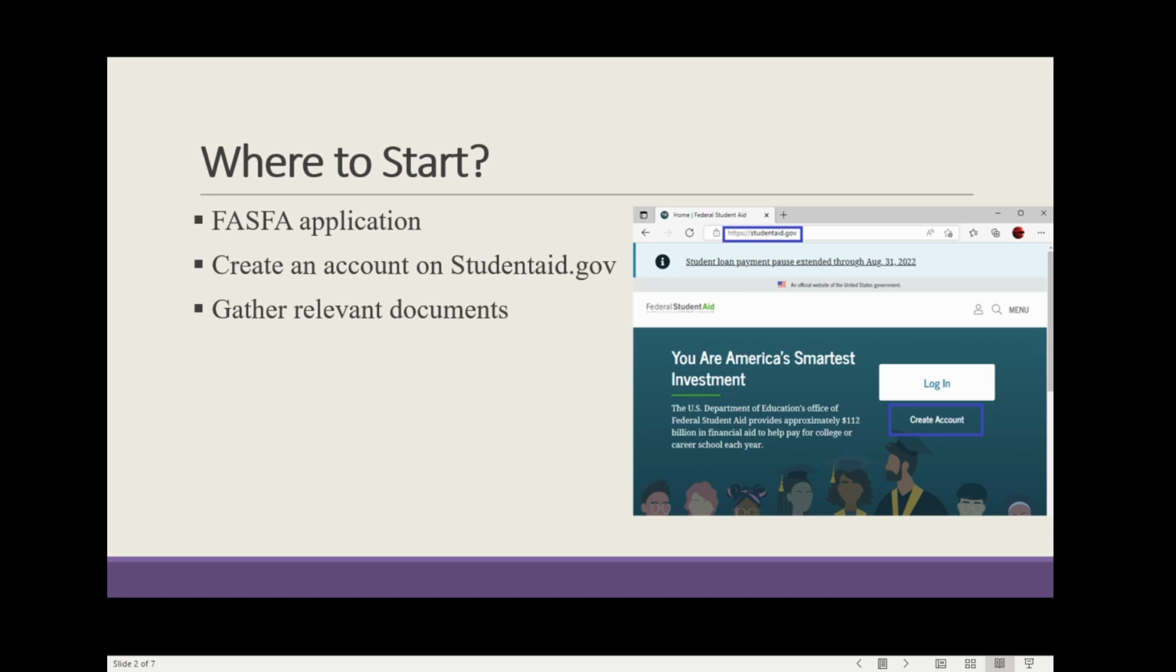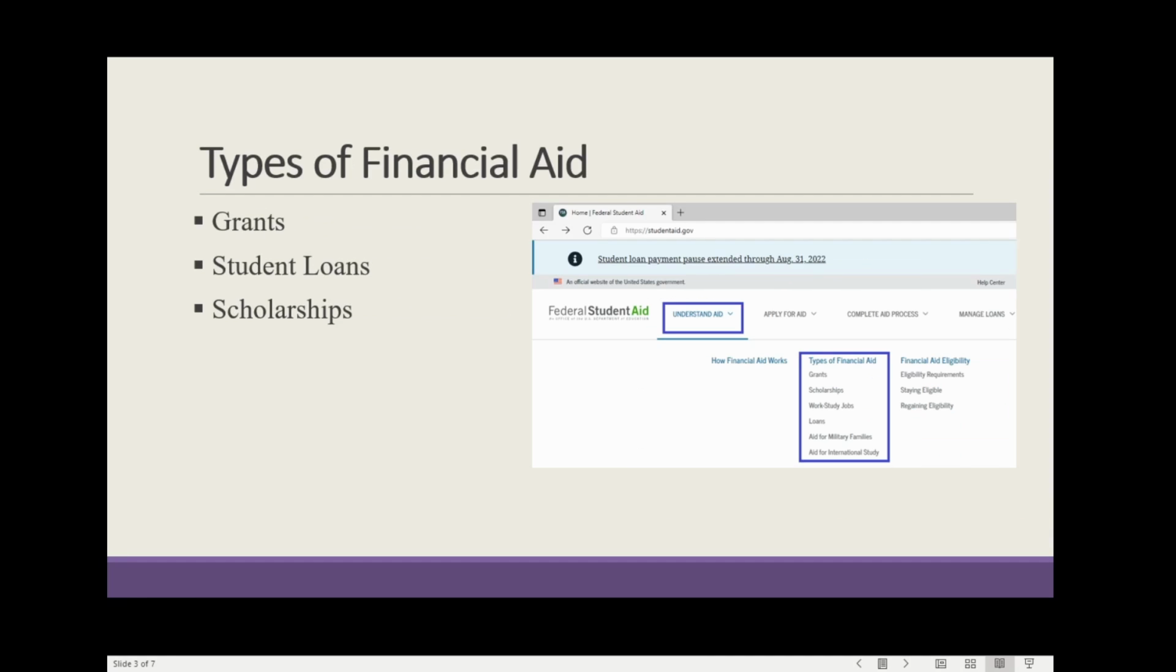The FAFSA application consists of questions about your personal information, about family members, finances, and other questions that are similar to that. It's a good idea to collect relevant documentation beforehand to save time, and these include things such as your social security number, your family member's social security number, and your income information.